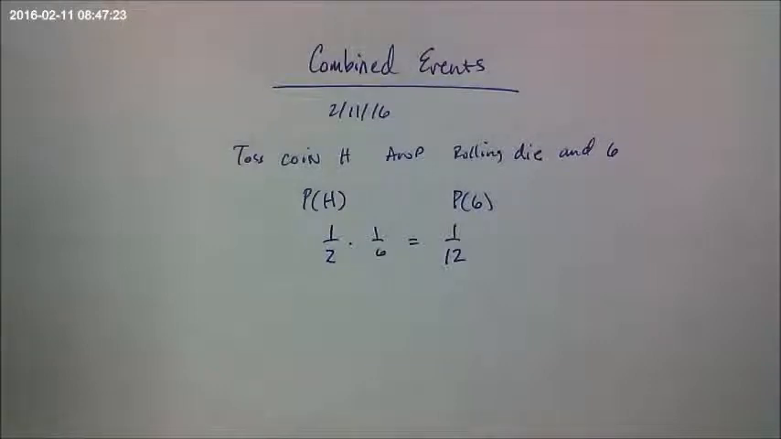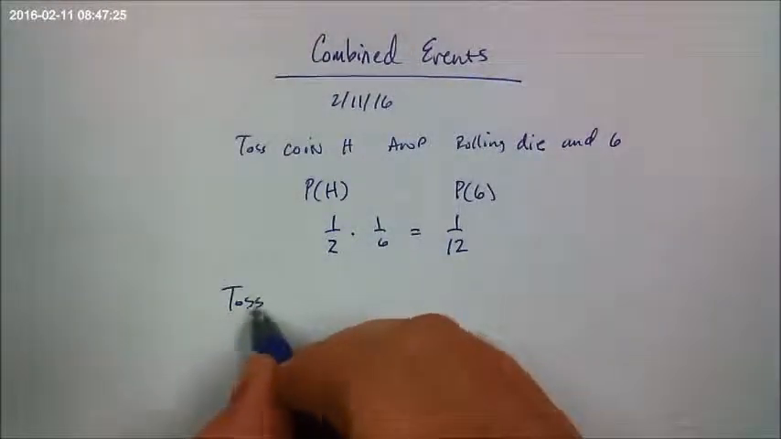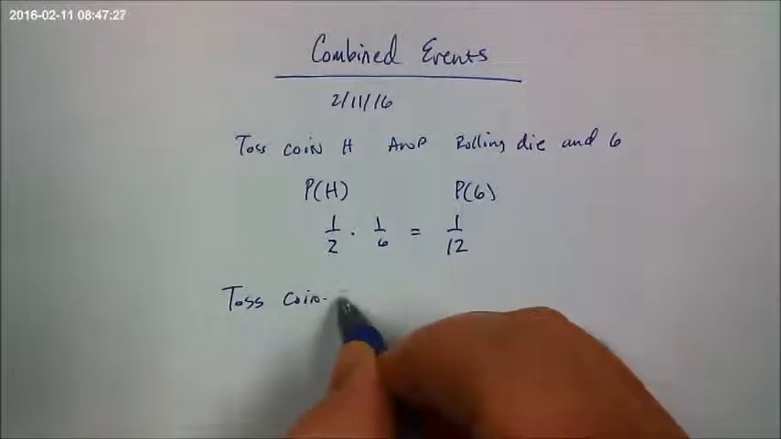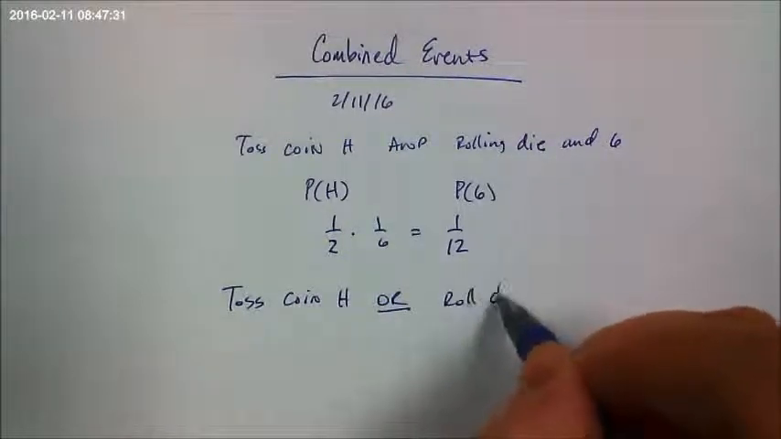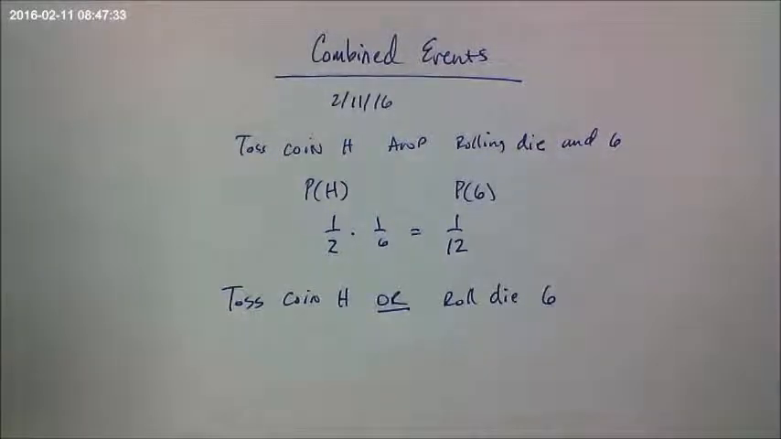Today, instead of and, it's going to be toss a coin and get heads, or roll a die and get a 6. It's different. Why is it different? What does that mean though? Why does that make it different? You can choose one or the other. One or the other.